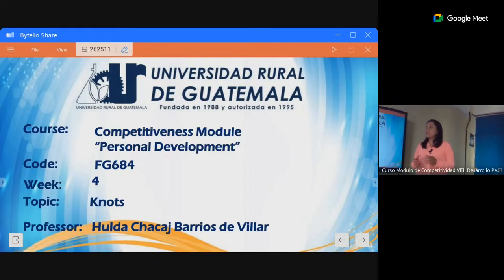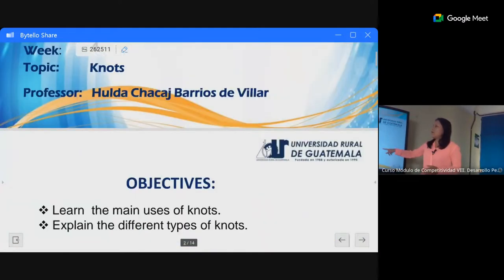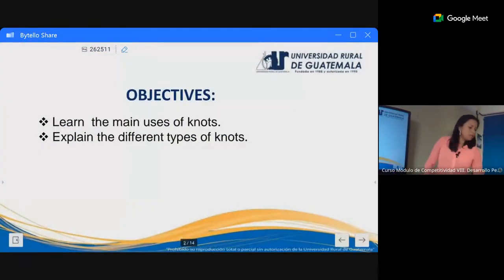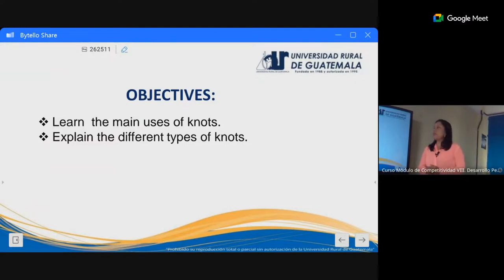Remember that the name of the course is Personal Development, so that's why each week we're having different topics. So for today, let's start here with our objectives. What are today's objectives? We're going to learn the main uses of knots, and also explain the different types of knots. Okay, so that is the topic for today.